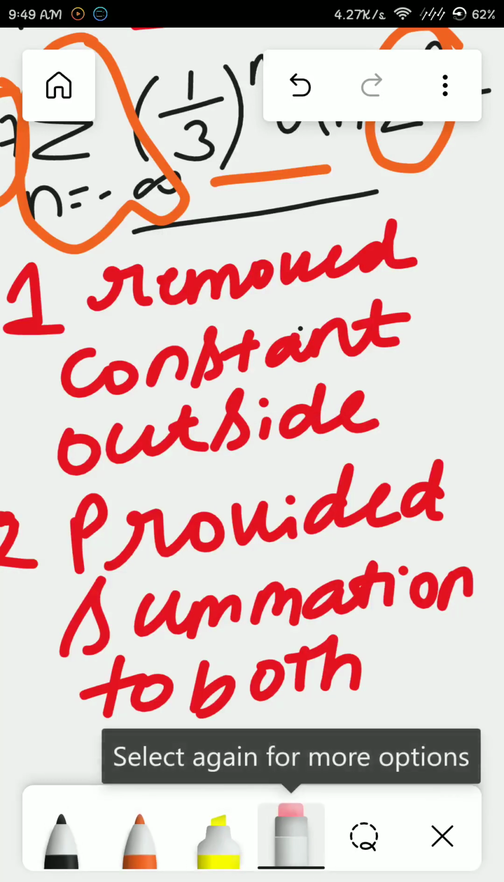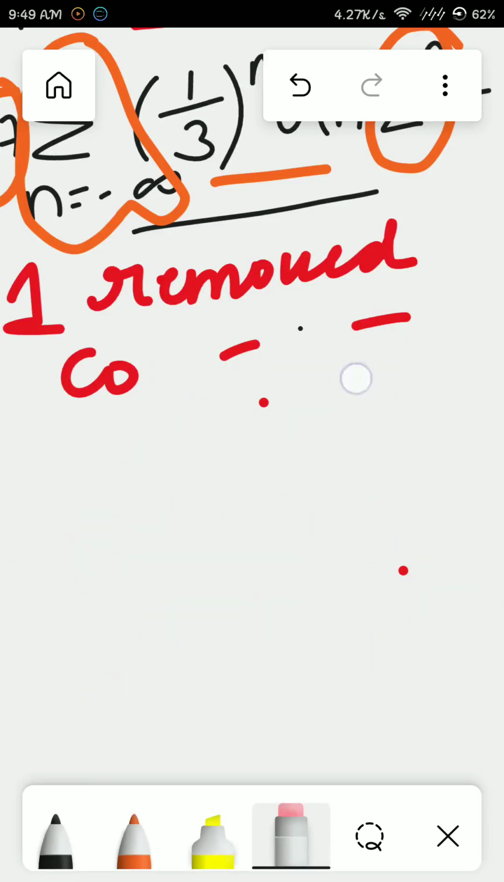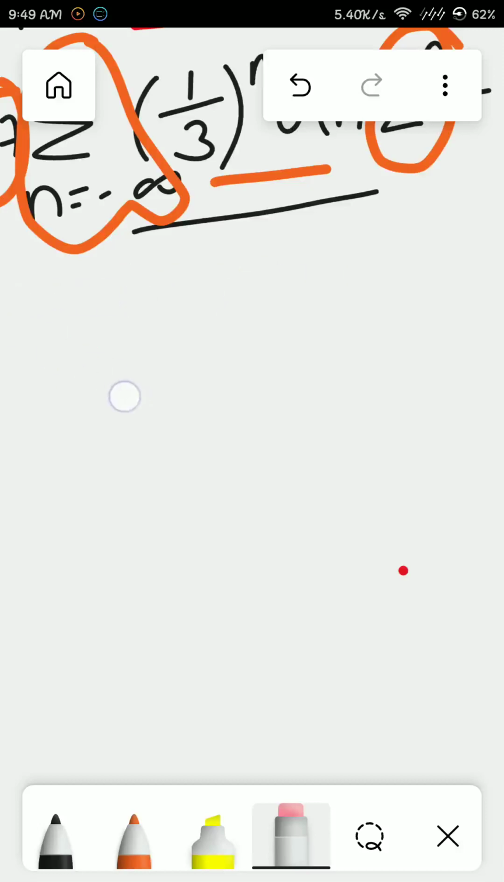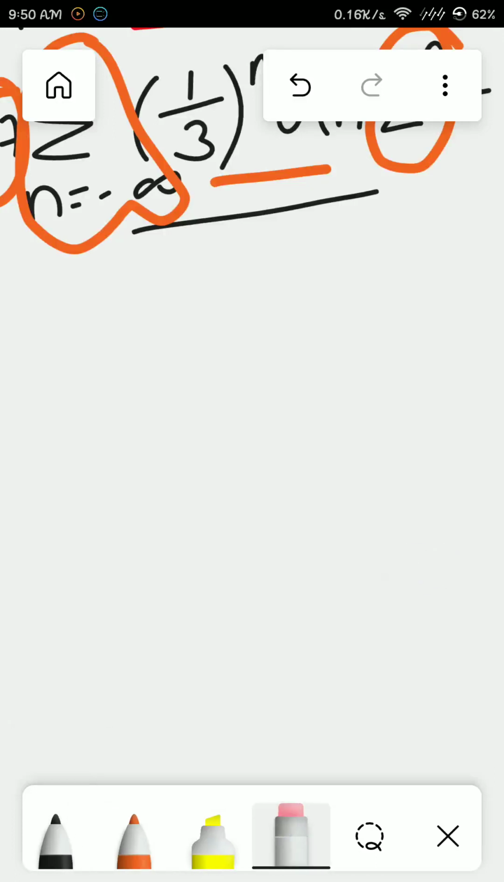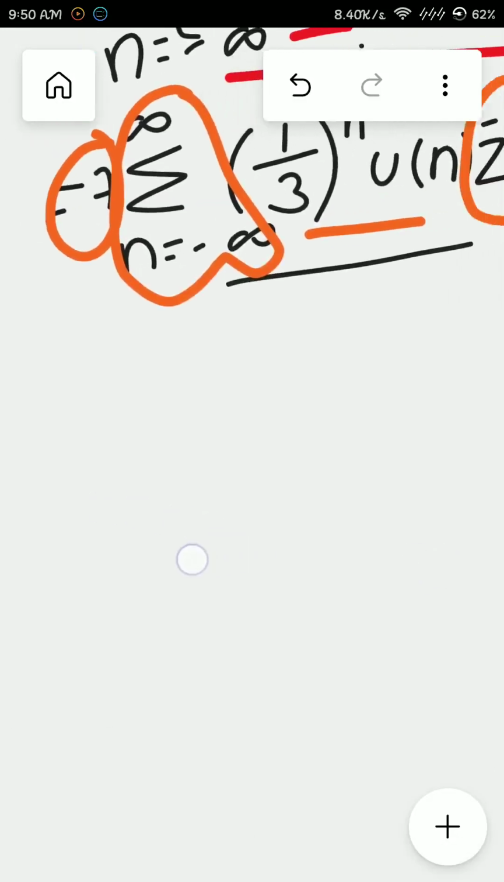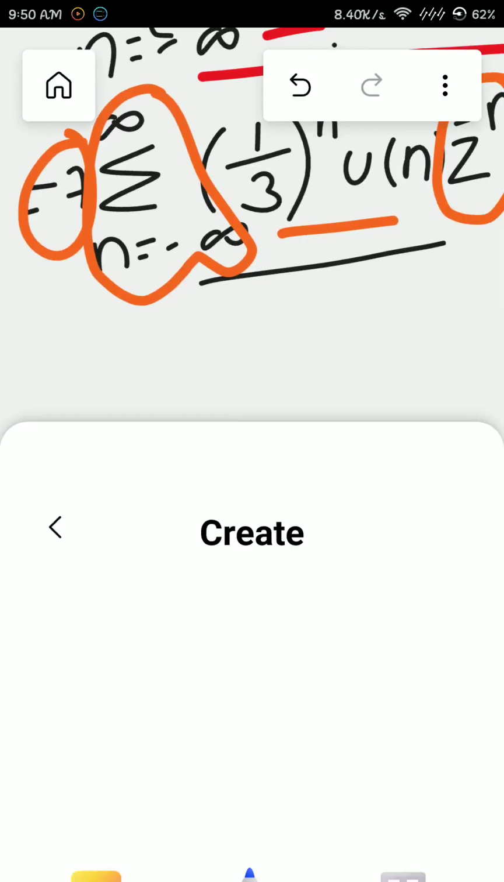So my next step would be to solve the individual ones. That is, first I need to solve (1/3)^n into u[n], and then (1/2)^n into u[n], right? So how to solve that? Before that, I have to look at the summation.